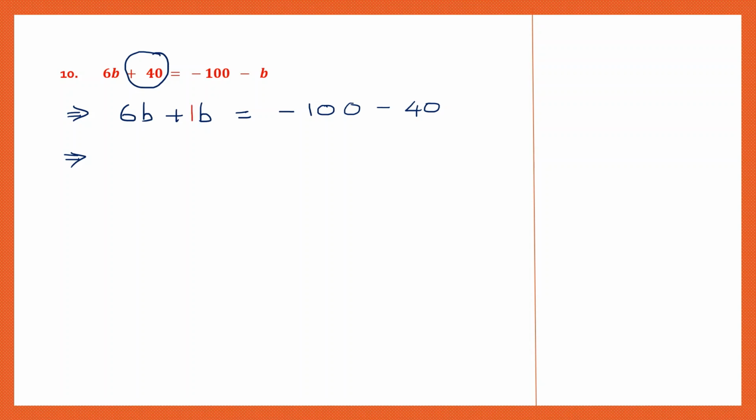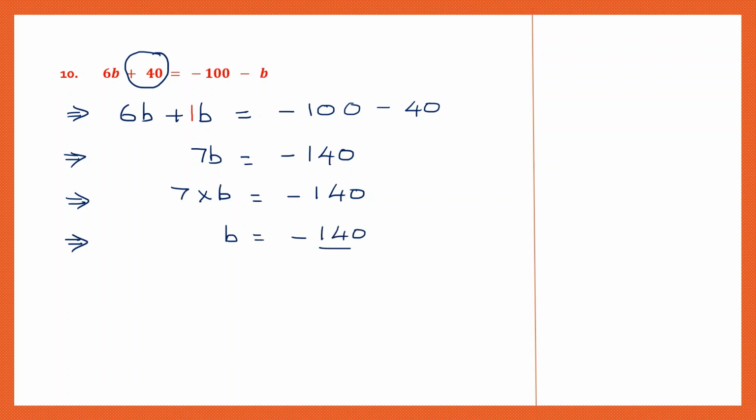So 6 plus 1 is 7. 7b equals, now here when signs are the same, put the same sign and add. 100 plus 40 is 140. So here 7b means 7 into b, that is equal to minus 140. So to find the value of b, what do we do? Minus 140 divided by 7. We have transposed this 7 to the right hand side.